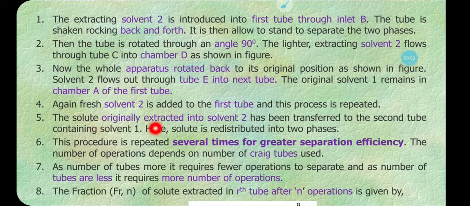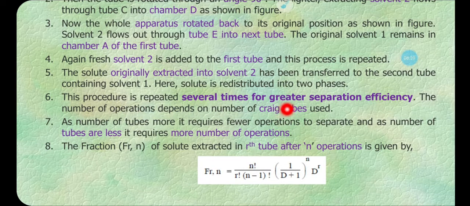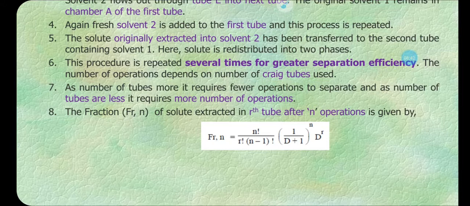The solute originally extracted into solvent 2 has been transferred to the second tube containing solvent 1. Here the solute is again redistributed into two phases. This procedure is repeated several times in order to get higher separation efficiency. The number of operations depends on the number of Craig tubes. That means as the number of tubes is more, fewer operations are required. As the number of tubes is less, more operations are required for complete separation or higher separation efficiency.